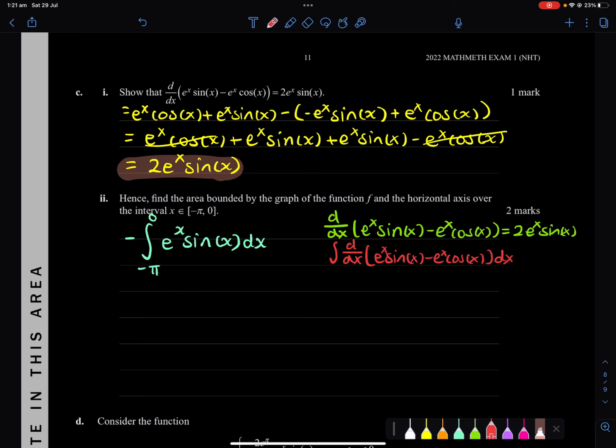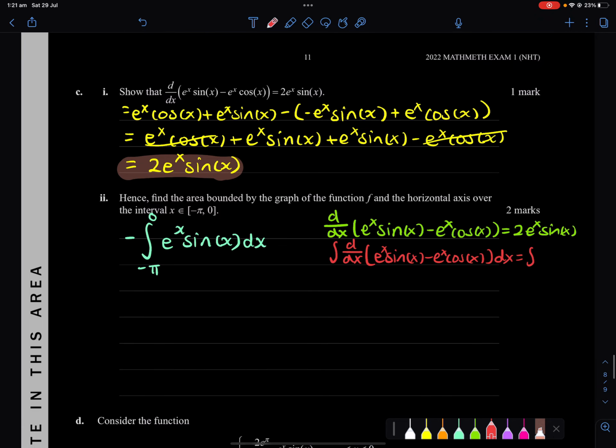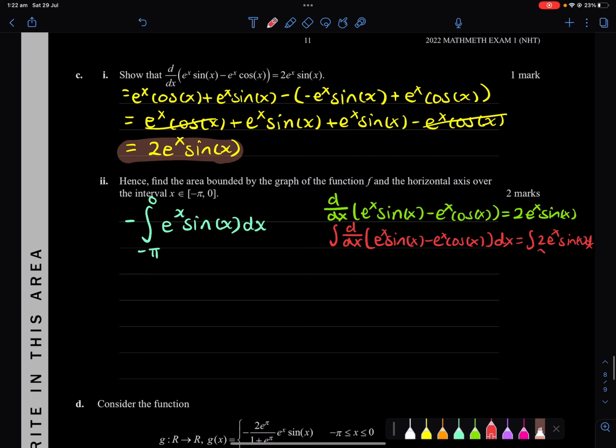dx equals integrate 2e. Okay. What we can do is, before we do anything else, we can take that 2 out, by the way, because if we integrate, it's a constant. So it will mean that we're integrating also 2e^x sine x dx. That 2, we want to get rid of it. So we can take it out of the integral.